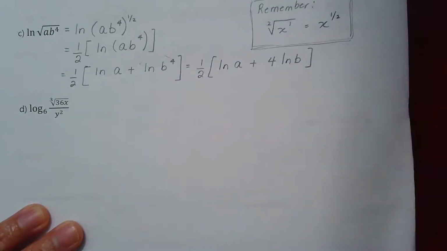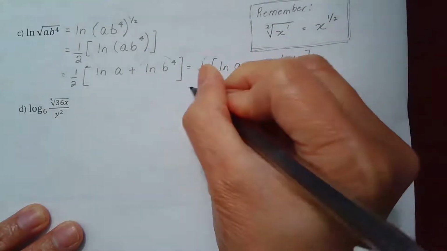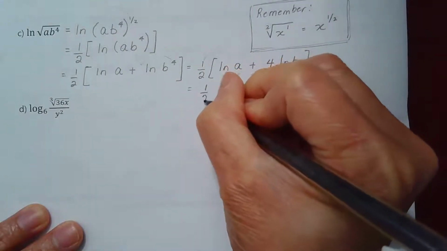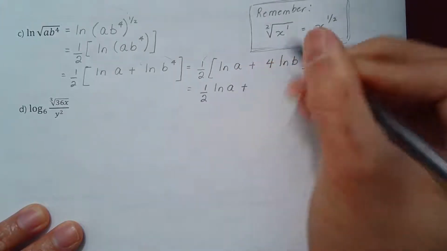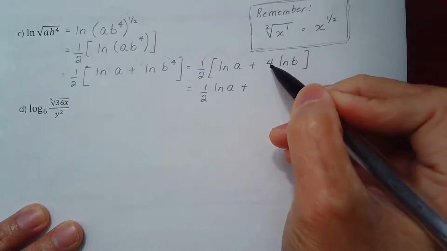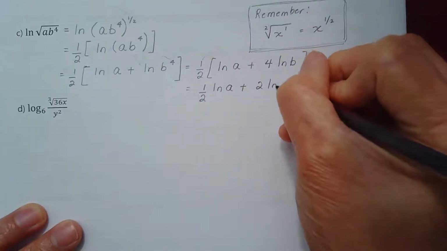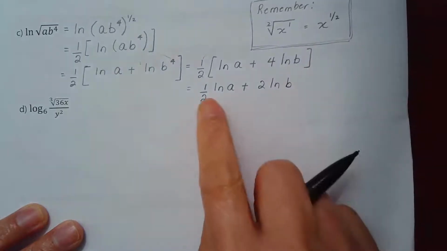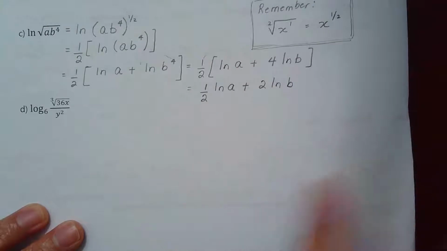And then from here, we can just multiply in. So that's the same thing as 1/2 natural log of a plus 1/2 times 4, which we can rewrite as 2 natural log of b. So that's the completely expanded version of that.